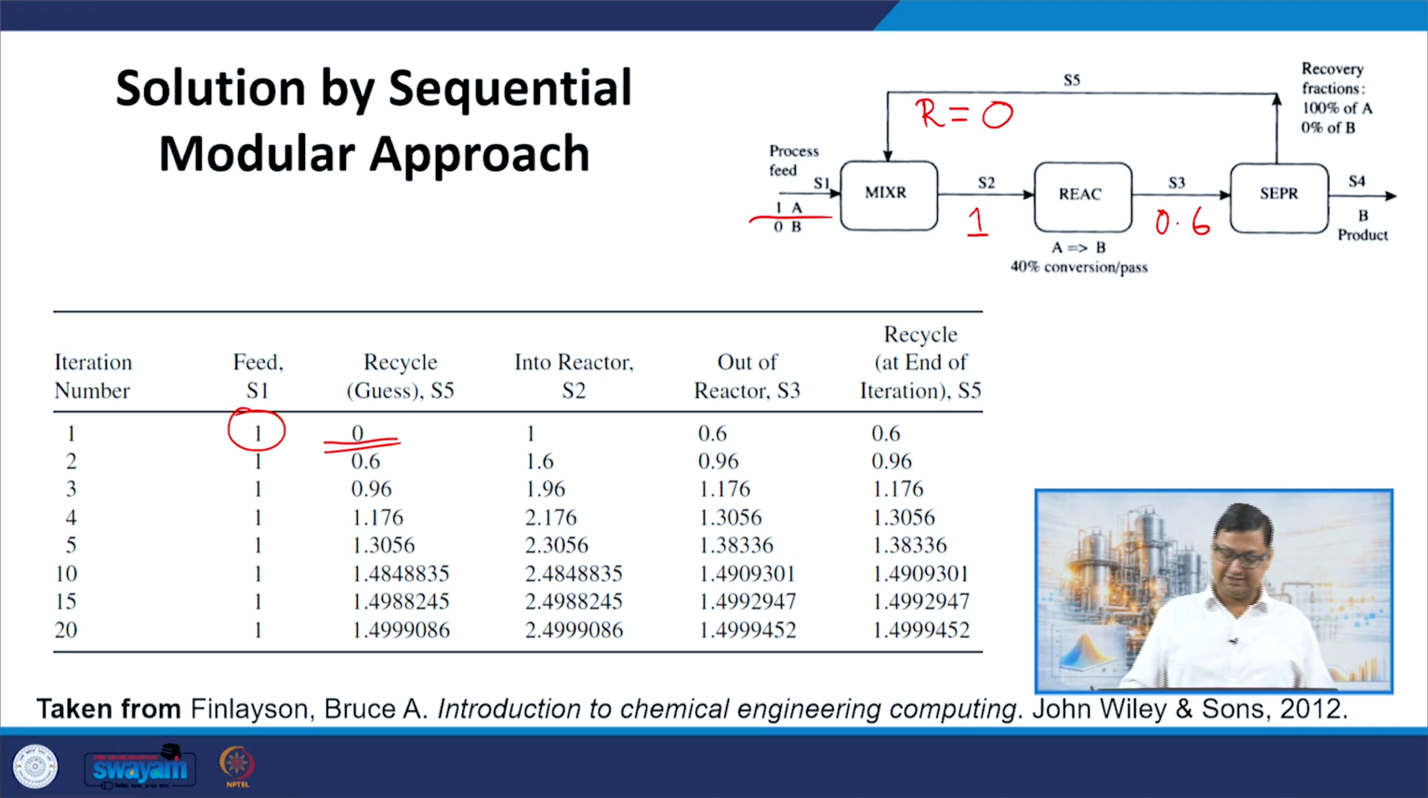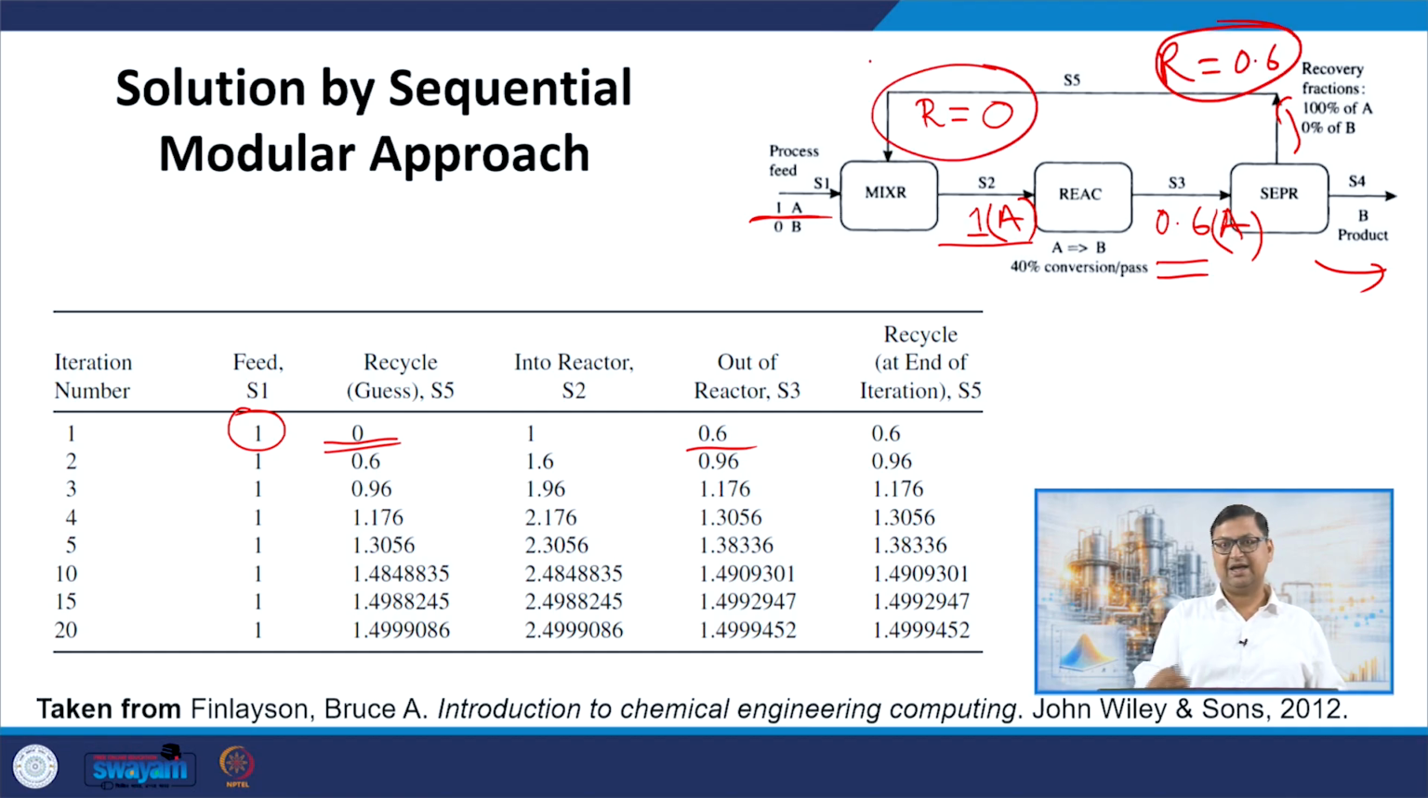Out of this 0.6, how much is the recycle that should have been there? Because all the A gets recycled. I am doing it for only the amount of A. So 1 A was here, 1 A is here, and 40% got converted. So we have 0.6 as the amount of A here. And since the A is not going to the product, all the A should have gone to the recycle. So R should have been 0.6, but we have guessed R as 0. So our guess is wrong.